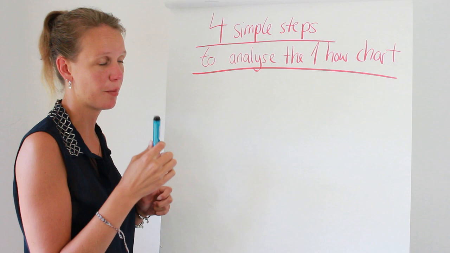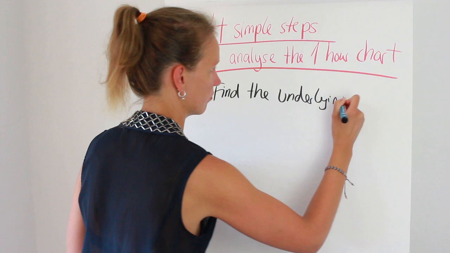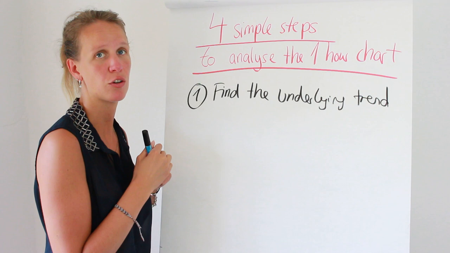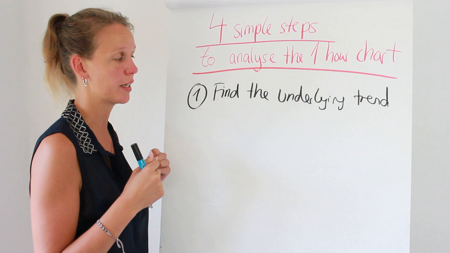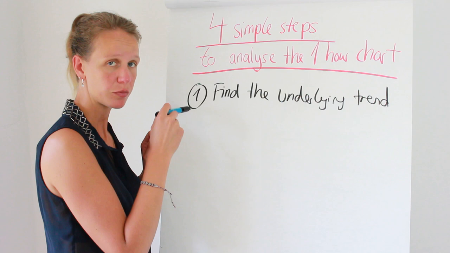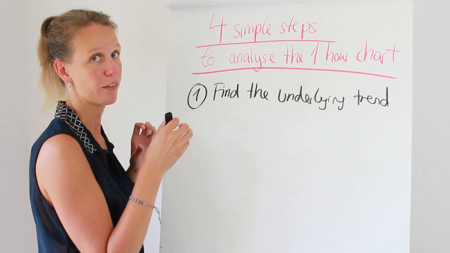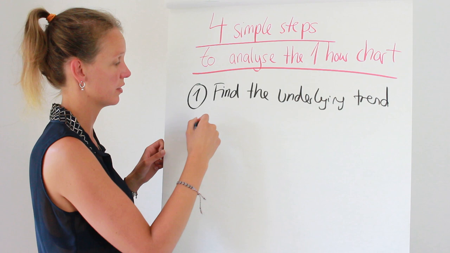First step is to find the underlying trend. To find the underlying trend, there are 2 ways to do that. First, and maybe for you to start out if you're a beginner, the easiest way is to take a higher time frame, for example, the 4-hour chart, and take a look at what the underlying trend is there. It's usually easier to tell because it's already zoomed out and you have only the 4-hour candles, and it usually tells you where the trend is going.